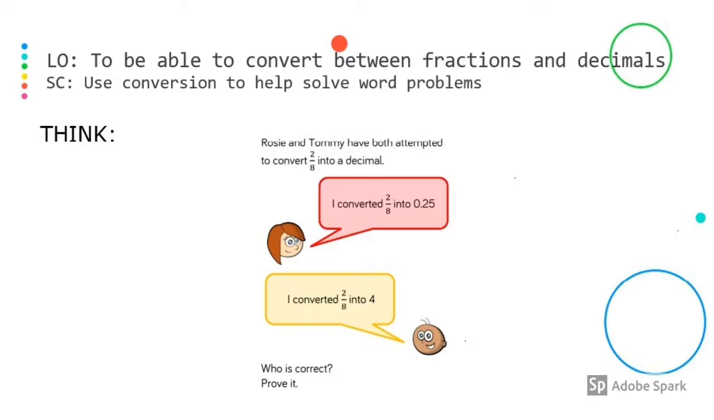How might you prove this question? If I were you, I would try converting it yourself and see if your answer matches either of theirs. But how are you going to prove it? What do you need to do? Remember, when we're converting fractions into decimals, we divide the numerator, the top number, by the bottom number. Work out what 2 divided by 8 is. You're going to need to use short division to do this. Once it's worked out, you'll be able to prove whether either Rosie or Tommy has got the answer correct. Pause the video now and have a go yourself.